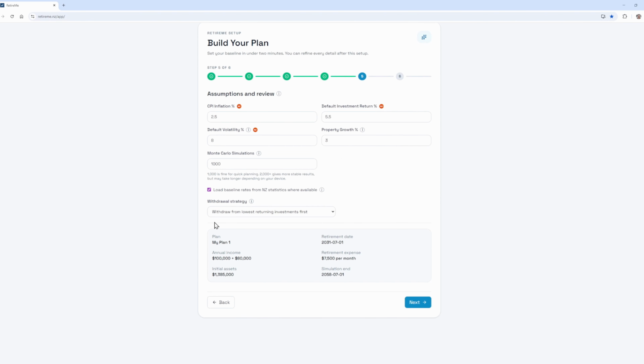Okay, and then the last little piece is our withdrawal strategy. When we retire, where does the money come from that we're going to live on? You can choose to withdraw from the lowest returning investments that you have, or you can withdraw from the highest risk, or you can withdraw equally from all of your liquid assets. So it might be your investment, it might be your savings, it might be your KiwiSaver, and your super you'll get regardless. Or you can do a manual prioritization. We'll just say we will withdraw from the lowest returning investments first. It's a safe bet. It gives you a quick summary of your plan.